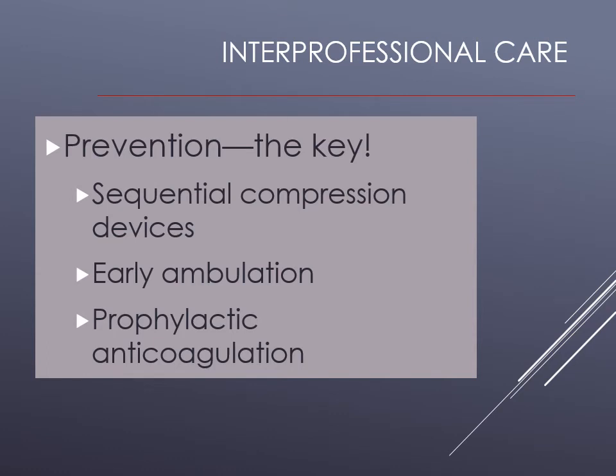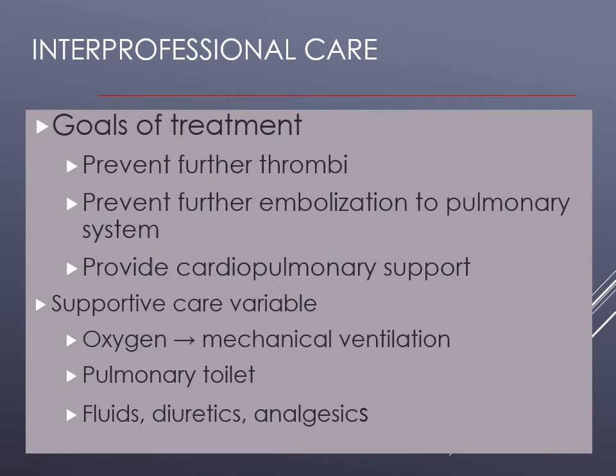Prevention of PE begins with prevention of DVT. DVT prophylaxis includes the use of sequential compression devices, early ambulation, and prophylactic use of anticoagulation medications. To reduce mortality risk, treatment is begun as soon as PE is suspected. The objectives are: 1. To prevent further growth or extension of the thrombi in the lower extremities, 2. To prevent embolization of the upper or lower extremities to the pulmonary vascular system, and 3. To provide cardiopulmonary support if indicated.